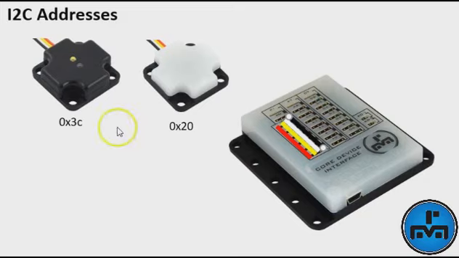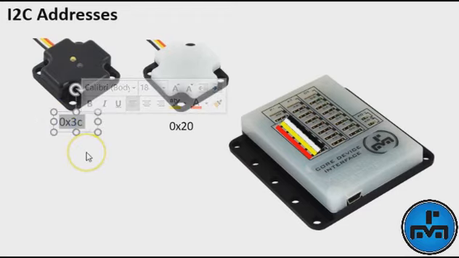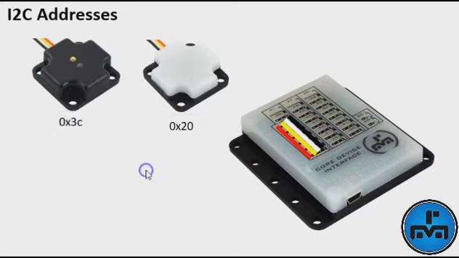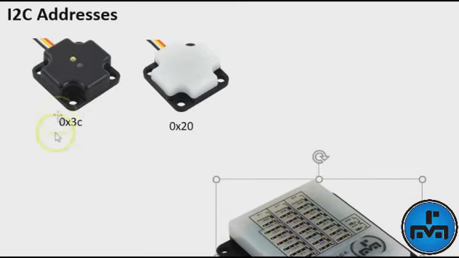But it knows what the address is. So it knows that the default address for the color sensor is 0x3C. If you're using one color sensor, it goes out and says, if your address is 0x3C, then tell me this bit of information, depending on what you're asking. And then the color sensor will talk back and tell the core device interface the piece of information it wants to know.